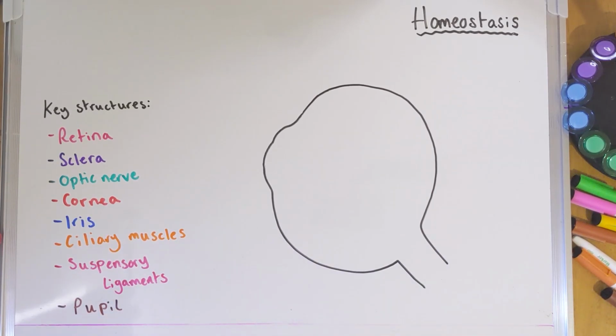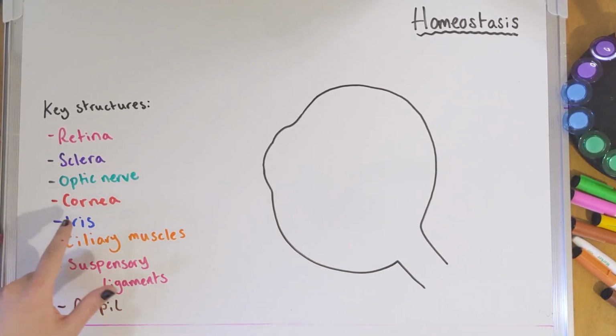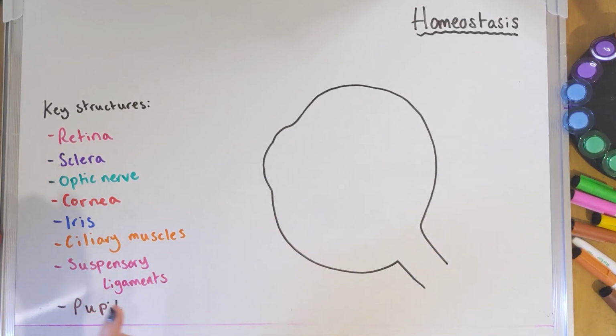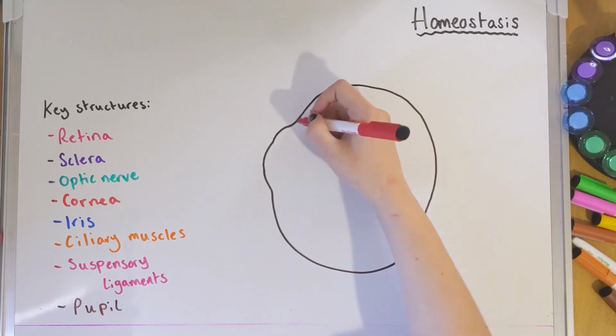Okay, I'm going to start by just looking at this structure here, the cornea. The cornea is just the covering. So the white part you see of your eyes, the sclera, it goes all the way around. It's just a protective layer mainly.